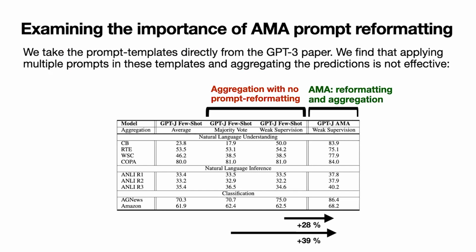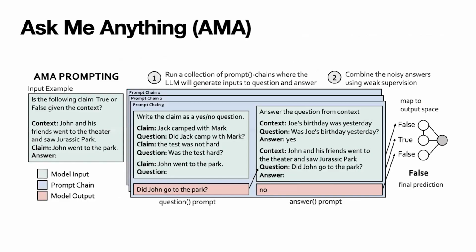But one key question is, did we actually need to reformat our prompts at all? Why couldn't we just use weak supervision on any old prompt and call it a day? To better understand this, here we just produce multiple prompts in the baseline format from the GPT-3 paper, and then take the majority vote prediction across the prompts for aggregation. Performance is 39% lower than AMA. Now, even if we use weak supervision to aggregate using those baseline prompts, performance is 28% lower than AMA. So what this really highlights is that end-to-end, both reformatting and the reliable weak supervision-based aggregation are critical to the method's success.